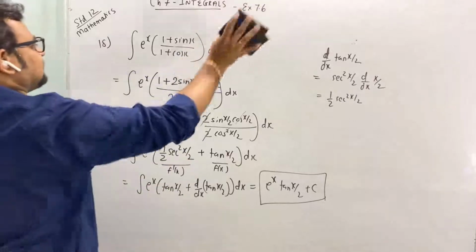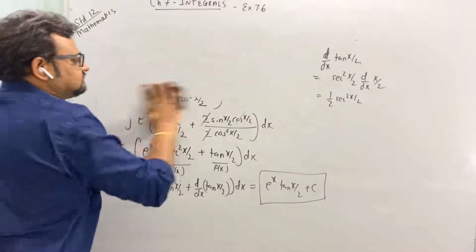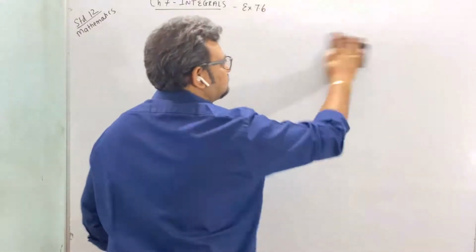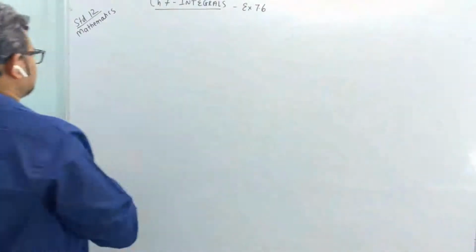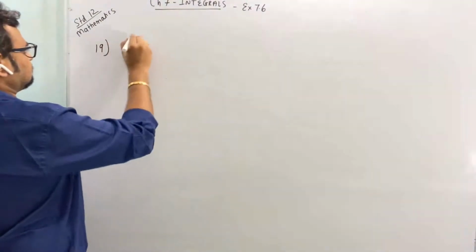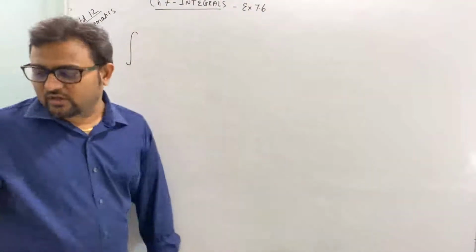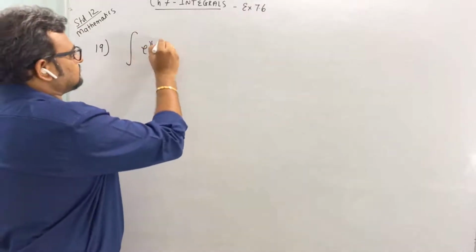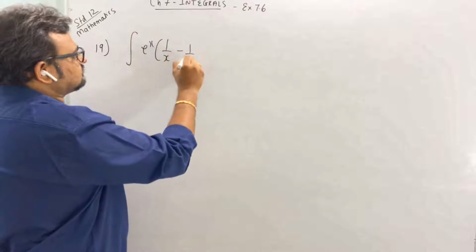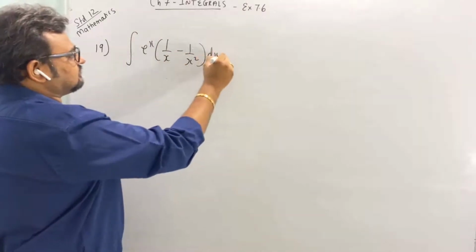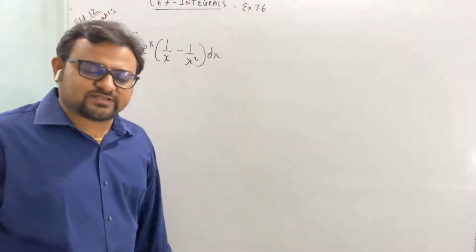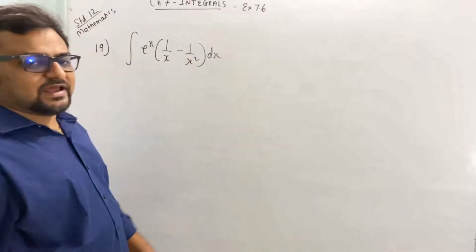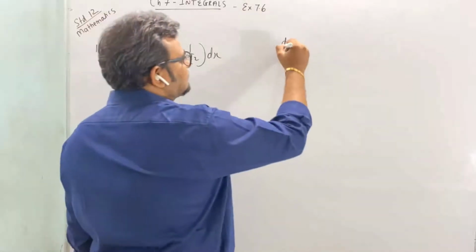Okay, next is question number 19. Question number 19 is e raised to x (1 by x minus 1 by x square). Clear? So again, same formula. One will be f(x), another will be f'(x). Okay, we can start with any one. Let's start with 1 by x.